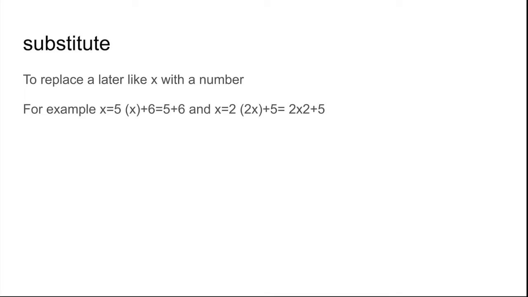Substitute. To replace a letter like x with a number. For example, x equals 5. So in this equation, x plus 6 will be the same thing as 5 plus 6. And in this equation, x equals 2. So 2x plus 5, which is 2 times 2 plus 5, would be the exact same thing.